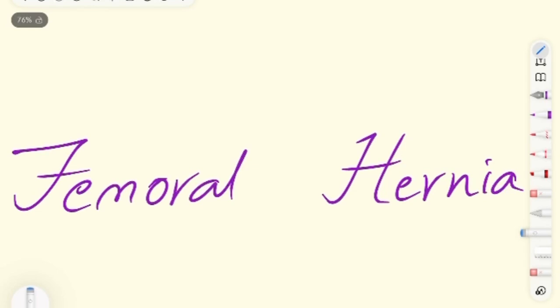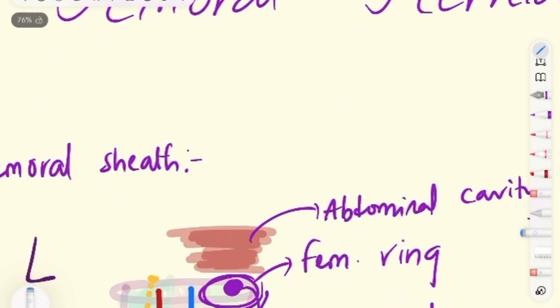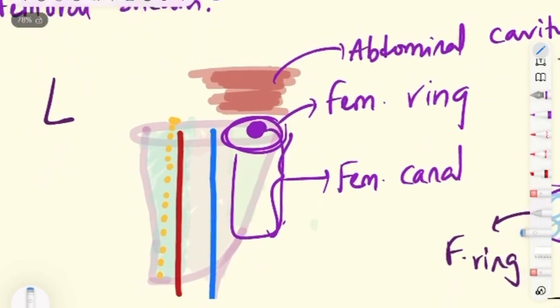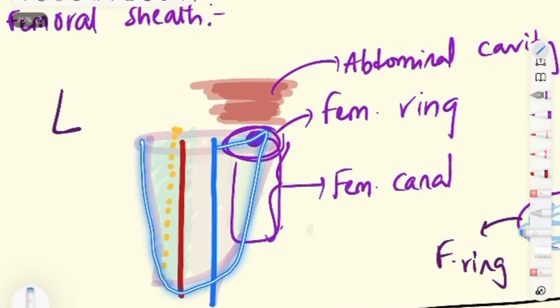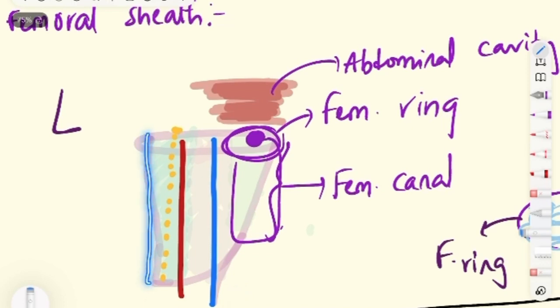So today we are going to be talking about femoral hernia. Before we learn about femoral hernia, let's talk a little bit about the femoral sheath. What is a femoral sheath? The femoral sheath is a funnel shaped fascial sheath, and it encloses the upper 3 to 4 centimeters of the femoral vessels, and it basically diminishes inferiorly by joining the tunica adventitia of the femoral vessels.